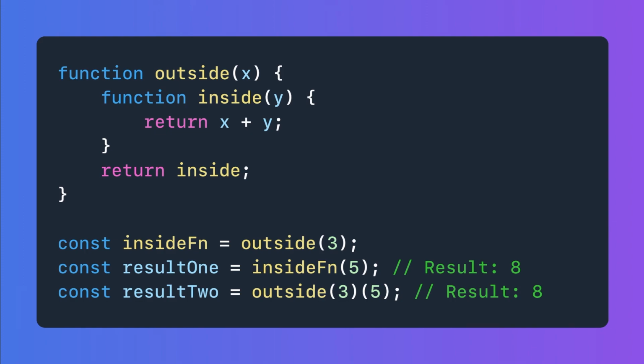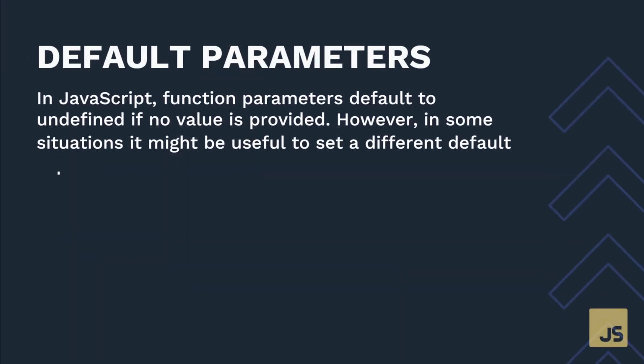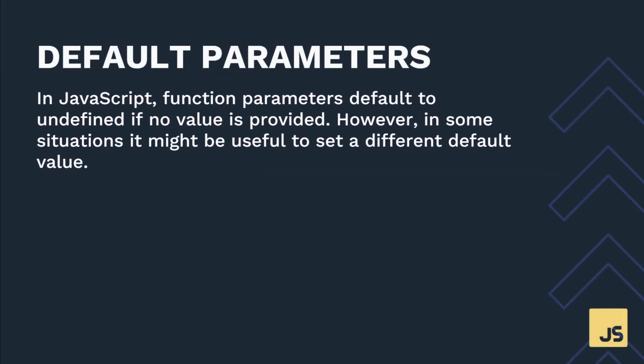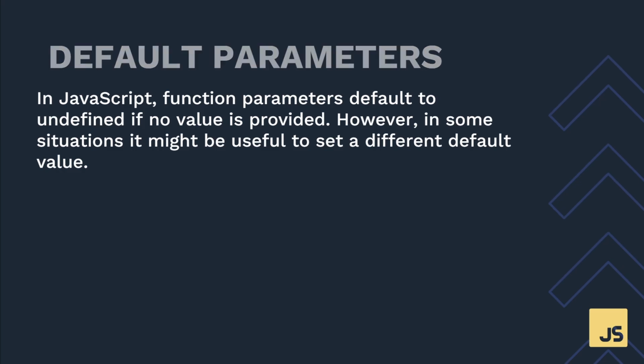And then result 2 shows us that we can just skip this middle step and provide 2 separate variables to the outside function. So here we're doing outside, 3 in brackets, and then 5 in brackets, and that results in the same thing, 8. In JavaScript, function parameters default to undefined if no value is provided. However, in some situations, it might be useful to set a different default value. This is exactly what default parameters do.